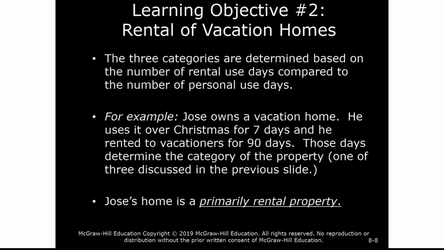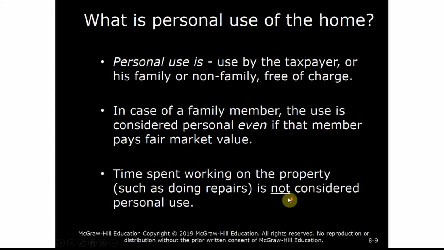So let's take a look at a situation where we have a vacation home that's primarily a rental property. In this case, Jose owns a vacation home. He uses it over Christmas for 7 days, and he rents it to vacationers for 90. Well, that's primarily rental, because he uses it for vacation purposes less than the 15 days, which we'll talk about shortly, or 10% of the 90 days. And so 10% of the 90 days is 9 days, and certainly 7 days is less than the 15. So this is a primarily rental property, and we would account for it differently on the Schedule E.